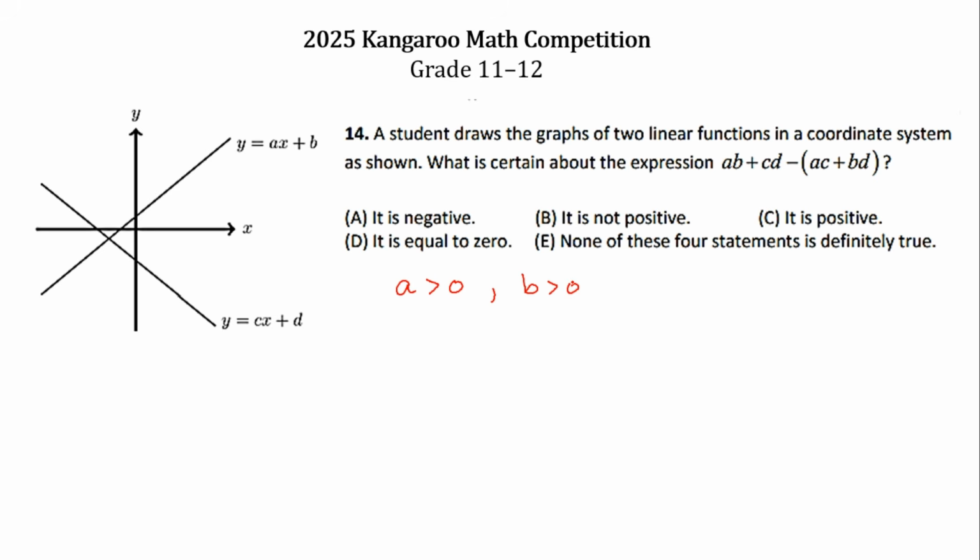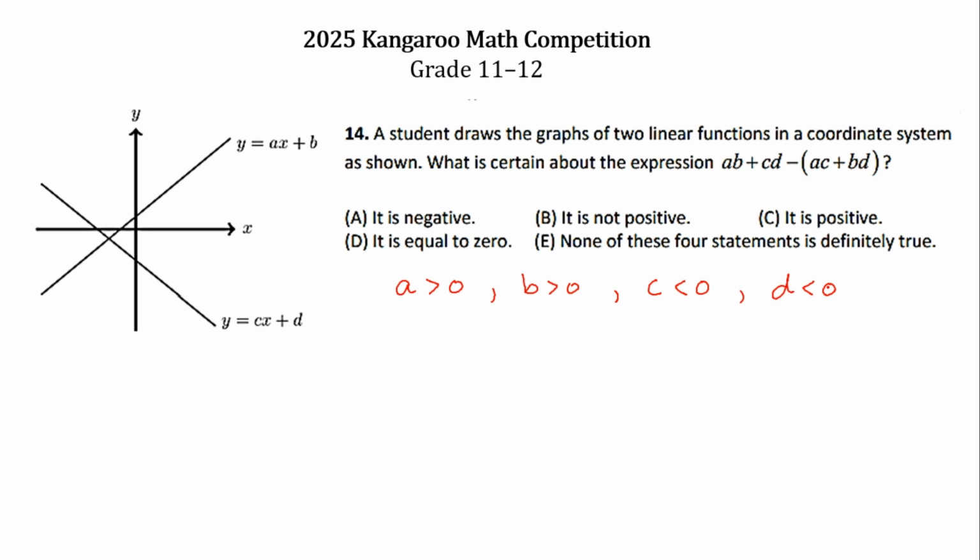Now, for the line y equals CX plus D, its graph descends from left to right, meaning the slope of y equals CX plus D must be less than 0. The slope of this line is C, so C is less than 0. Also, the y-intercept of y equals CX plus D is below the x-axis, meaning D is also less than 0. Now, let us determine the signs of AB, CD, AC, and BD.